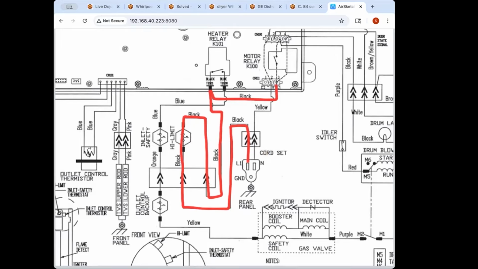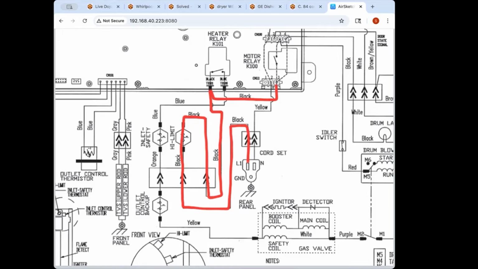Even in this case, even if the high limit was not the ultimate causative problem, you want to at least rule it out, because high limits do go flaky. An easy way to do that, if it's easy to do, is to jumper past that high limit, jumper around it. It depends on how much disassembly you have to do. I like to do minimal disassembly for troubleshooting, but it's at least something to eliminate as a possibility. And you'd only know to even think that way by seeing it right there on the schematic.